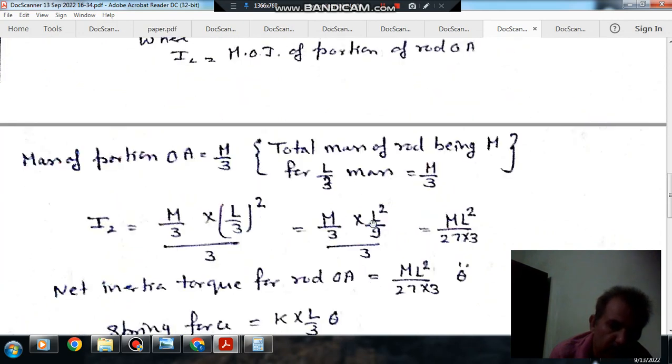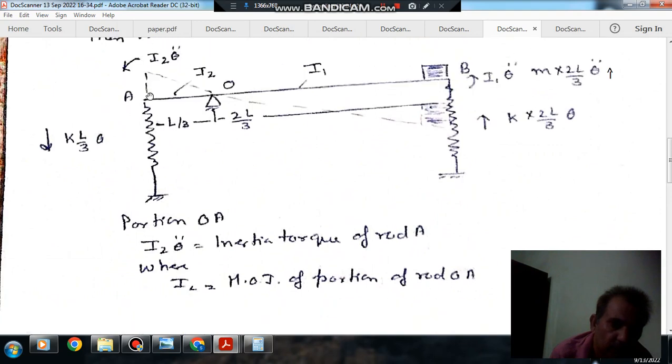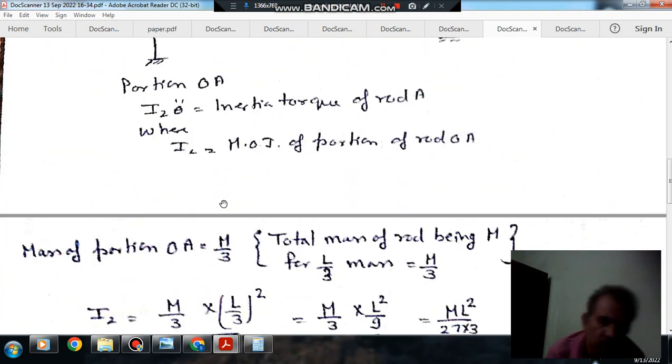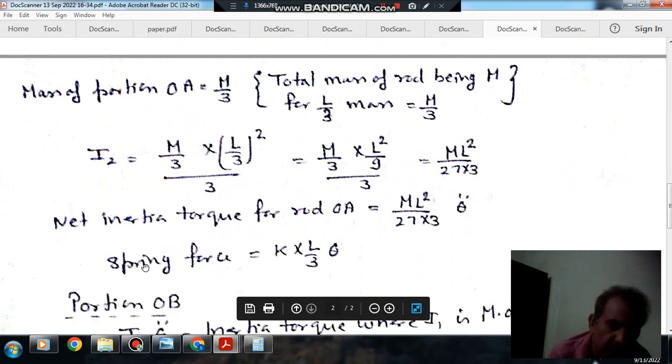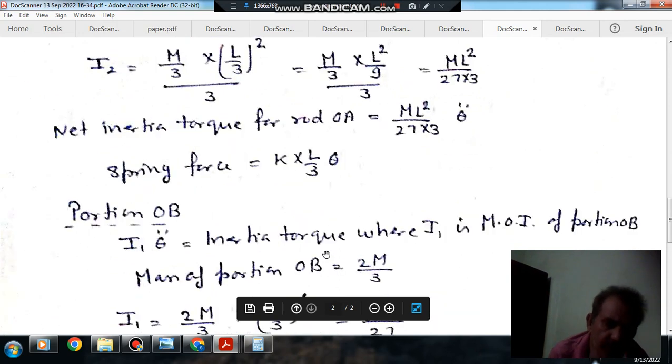That is your moment of inertia of that portion. Okay, so now the inertia torque is I2 theta double dot, so it is ml square by 27 into 3 theta double dot. And the spring force will be k into L by 3 into theta, that we have already considered.